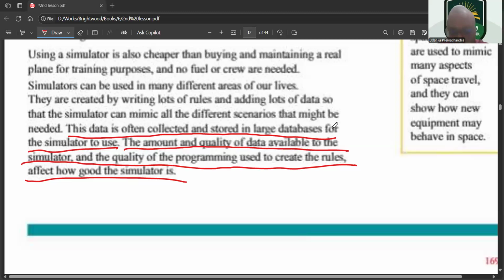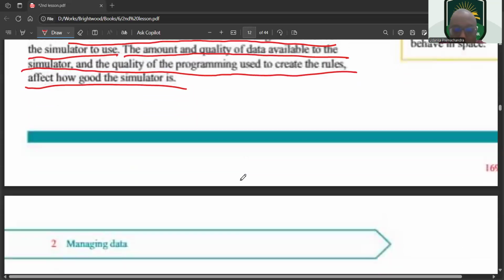Okay, so simulators can be used for different scenarios. This data is collected and stored in a large database for simulators to use. The amount and quality of data available to the simulator, and the quality of programming used to create the rules, affect how good the simulator is.